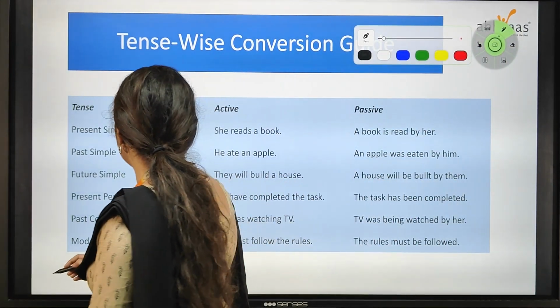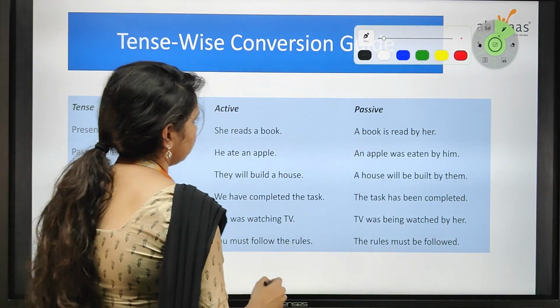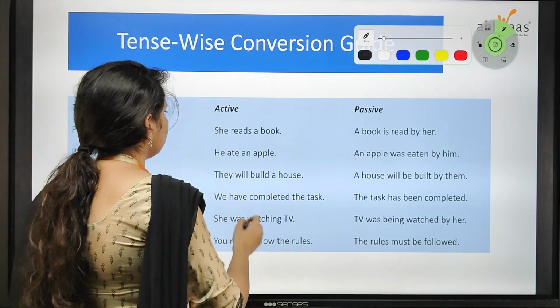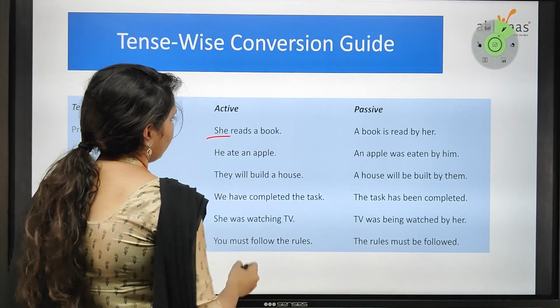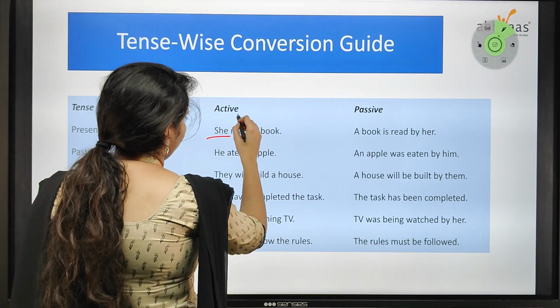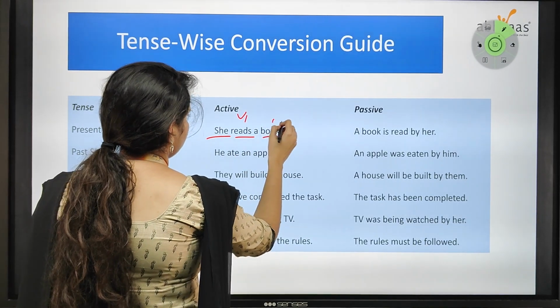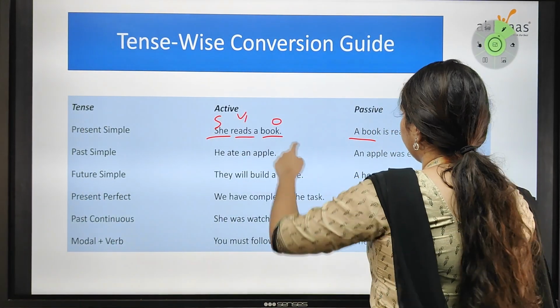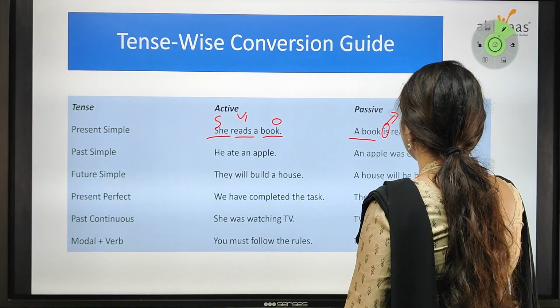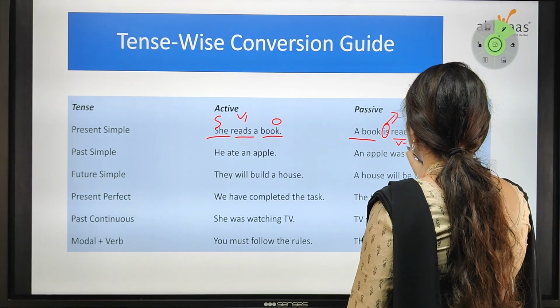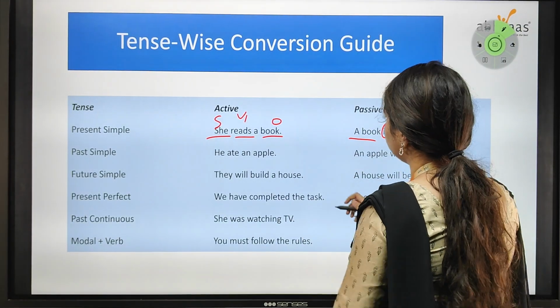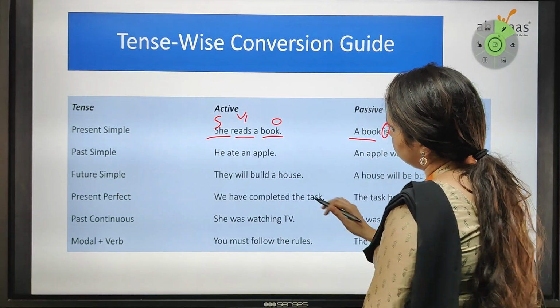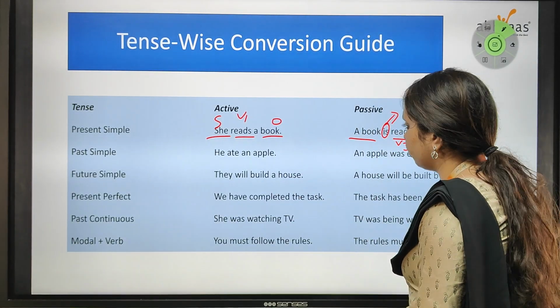She reads a book. So who is the doer of the action? She. Right. What is the tense? V1. What is the object? Book. Right. So what happens here? A book. The tense is V1. So that is why it is read, V3, by her. Subject and object interchange, according to the tense we have seen the be form.